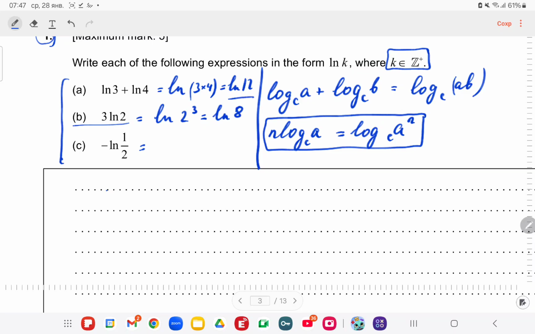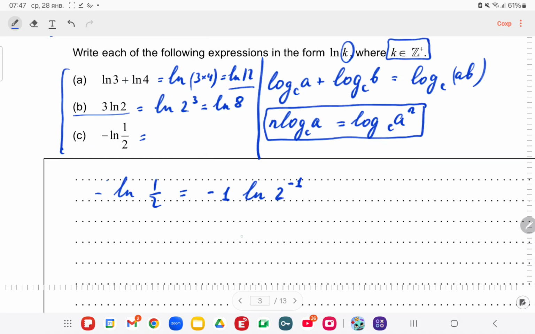Okay, and the last, part C, we have to write also ln k, and k must be positive. Let's write it here, ln 1 over 2. Then we have to make 2 operations here. First, let's express -1 as -1 times ln, and 1 over 2 is 2 to the power -1, right?